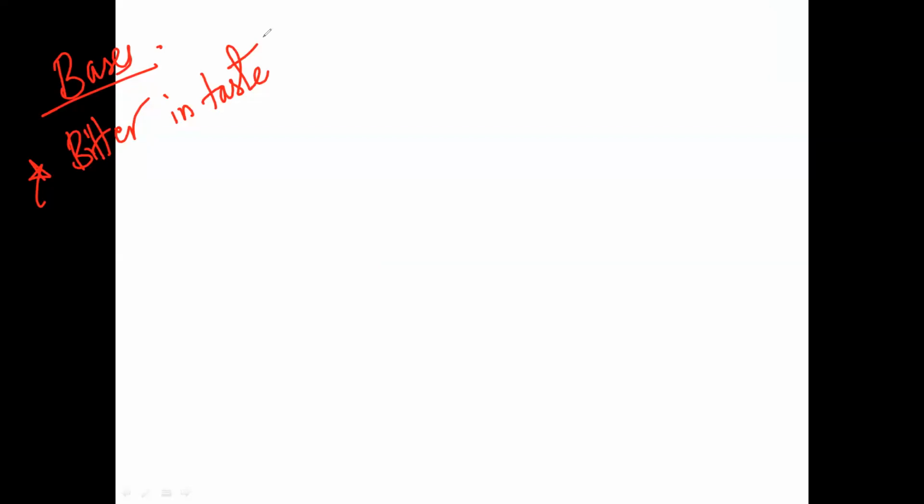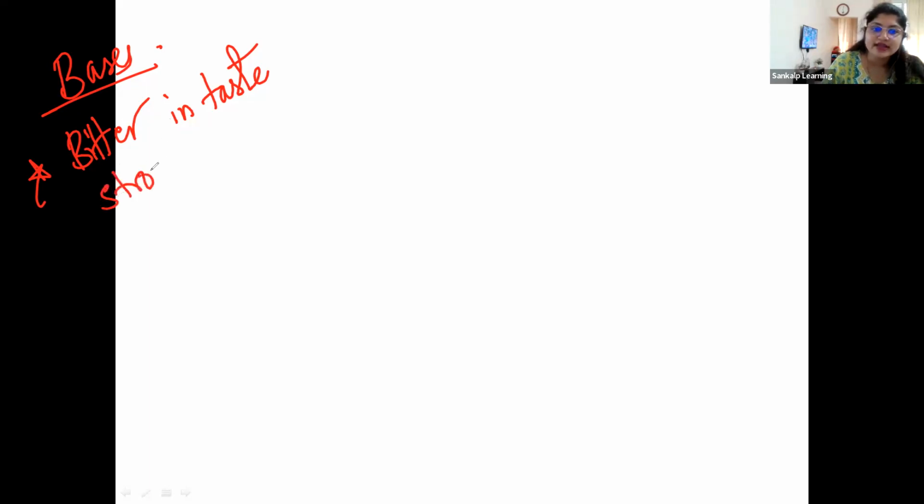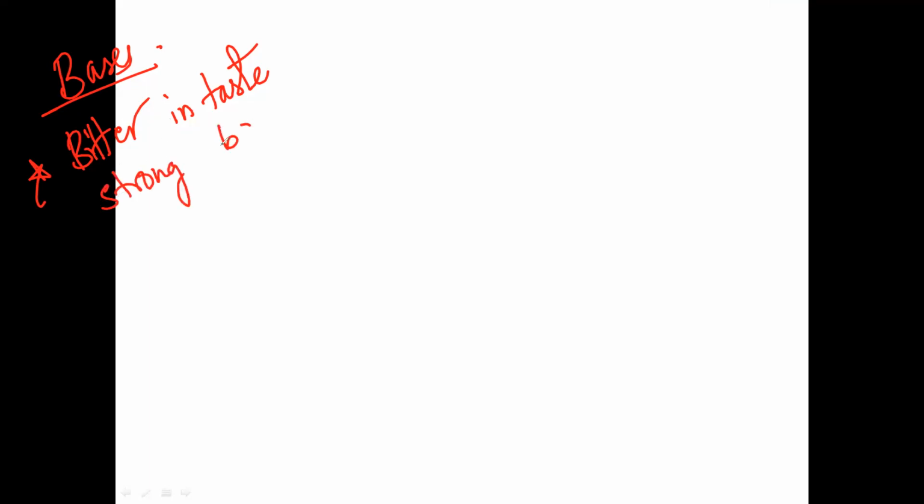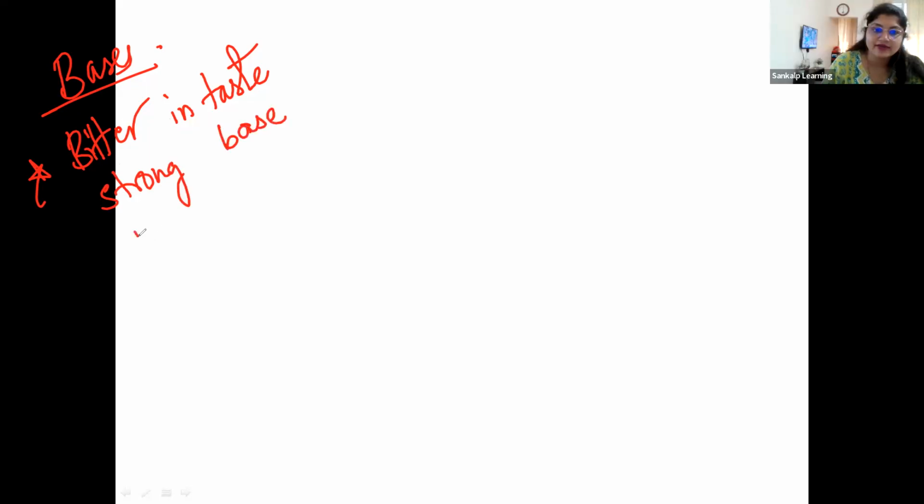Then we are going to discuss the bases. Now, what are the bases? What are the properties of bases? They are bitter in taste, right? So these are bitter in taste. Now like acids, bases can also be classified as strong bases and weak bases.